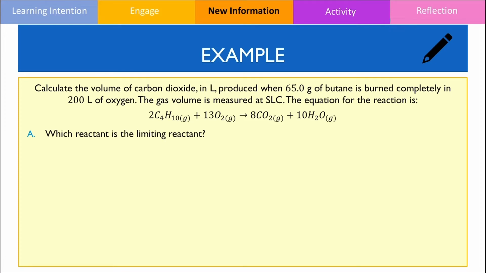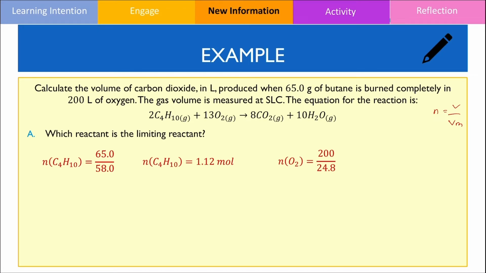To calculate the number of moles of butane, we divide 65 by its molar mass, giving me an answer of 1.12 moles. To calculate the number of moles of oxygen gas, we're going to be using the formula n is equal to V over Vm, where Vm is going to be equal to 24.8 under SLC. Entering these values into the calculator should give you an answer of 8.06 moles.